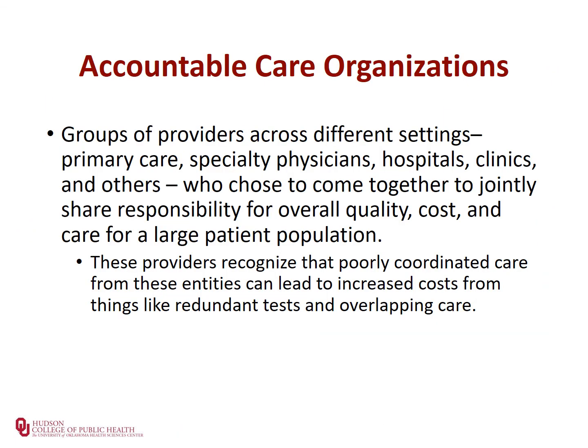Accountable care organizations are another one, where groups of providers across different settings, primary care and specialty, including hospitals and clinics, come together to share joint responsibility for the overall quality and cost of care for a large patient population. So this is the example of, you get assigned 5,000 patients, they pay you kind of a global budget, and then you have to manage those patients. And when you do that, you quickly figure out that if you poorly coordinate care, if you do redundant tests, overlapping care, if you don't coordinate things, you lose money. So you have to deliver high quality care and look at the usefulness of everything that's being done for the patient.